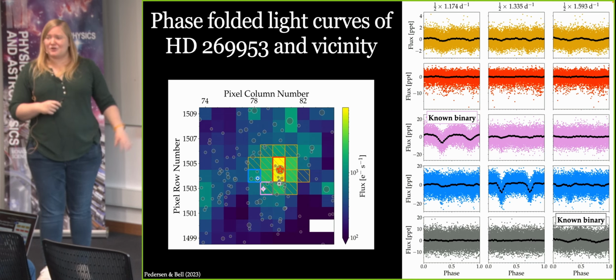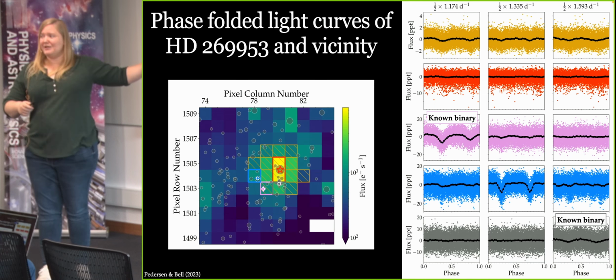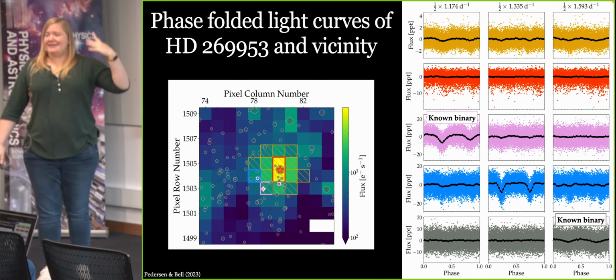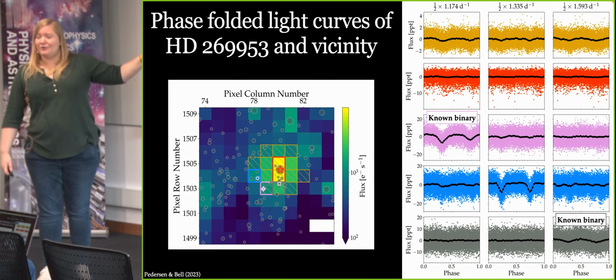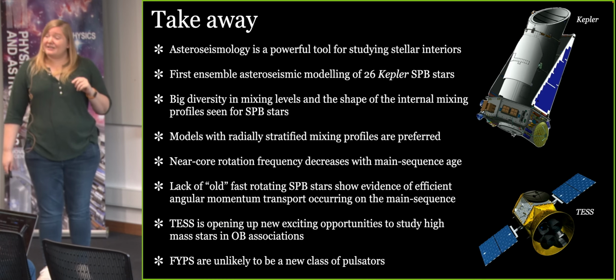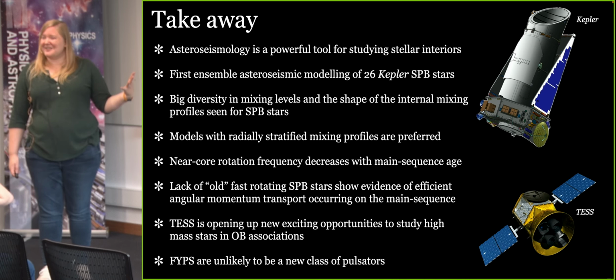And as it turns out, using this kind of code to study the source of the variability, we can't concretely say that any of the signals that have been found for these types of variables are actually coming from the yellow supergiants. And so with that, I'm going to leave you with my conclusions, and I hope I convinced you that asteroseismology is really an amazing tool for studying stars.